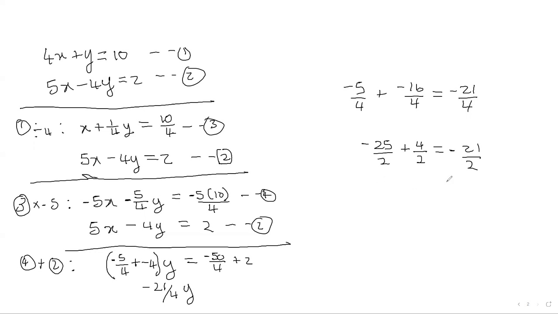So let me just make it over 4, which is the same thing, just multiplying by 2 on both sides, which is minus 42 over 4, right? Minus 42 over 4. And then they cancel each other. Then I'll be left with minus 21y is equal to minus 42, which is y equals 2, which is what we got.